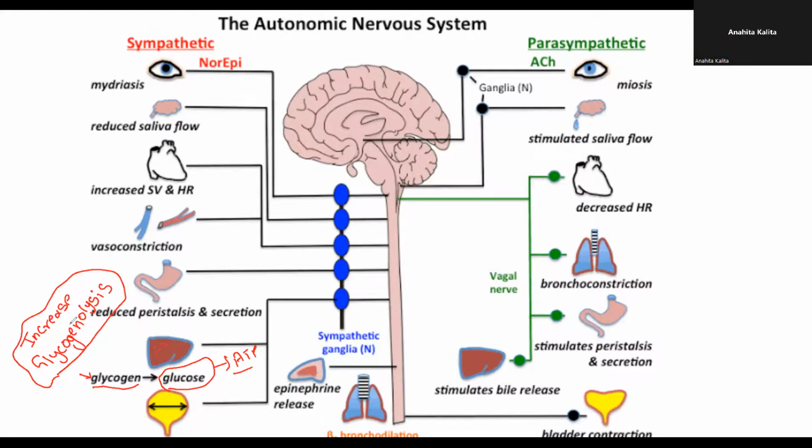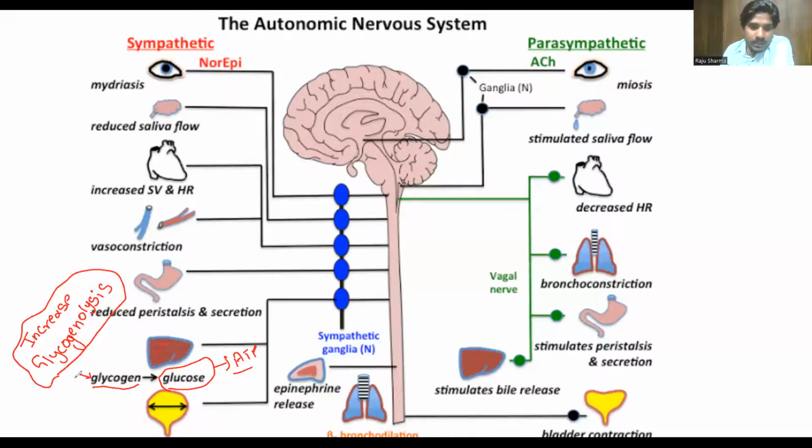Some psychological reasons can affect the parasympathetic nervous system in any way? Yes. Psychological, environmental, that can also affect sympathetic as well as the parasympathetic. Okay, sir. But for now, ये आपने note कर लिया, this increased glycogenolysis. So then we will see the next one.